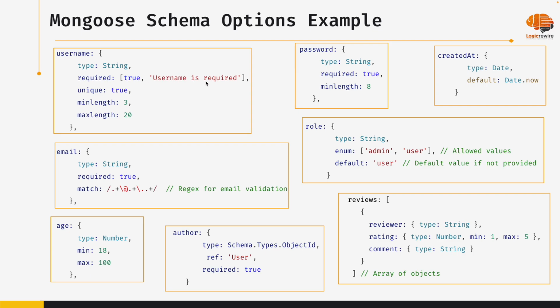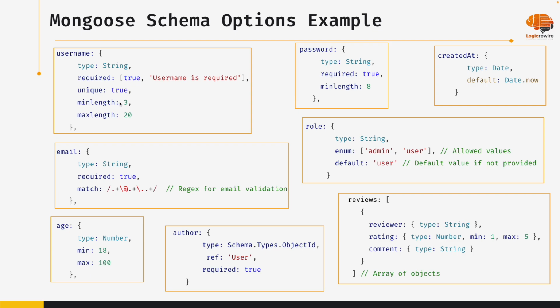And you can write some validation as well. If they are not sending the username, this message will be returned: username is required. Now it should be unique. Unique means you cannot create two records with the same username, like Sandeep ABC, Sandeep ABC. We cannot create two; duplicates should not be there. That's why we are writing unique true.